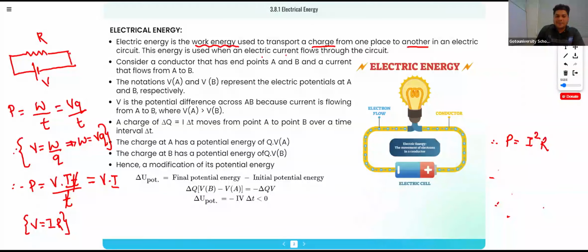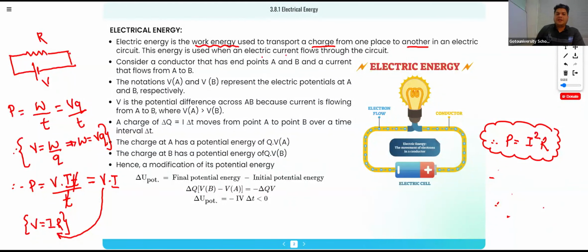And what I did, in place of V, I substituted this value, V is equal to IR. Multiplied by I, it will be I square into R. Anyone with the next formula? This will be your third formula for power. Anyone else with more formulas?